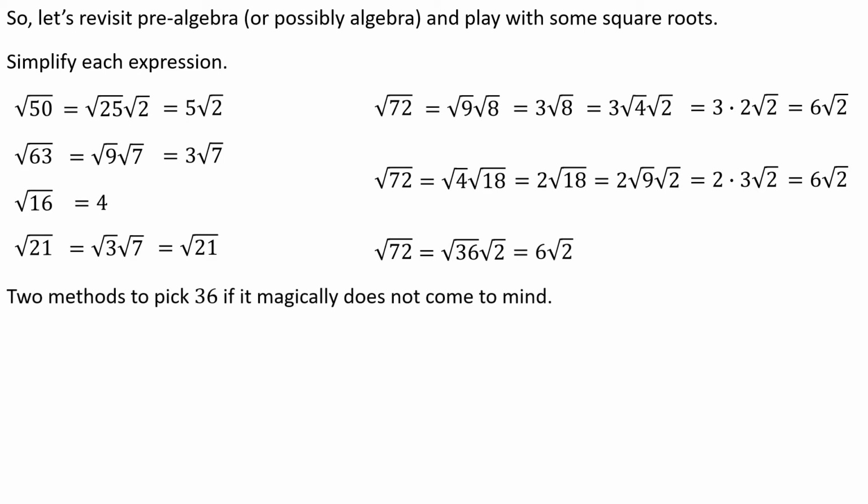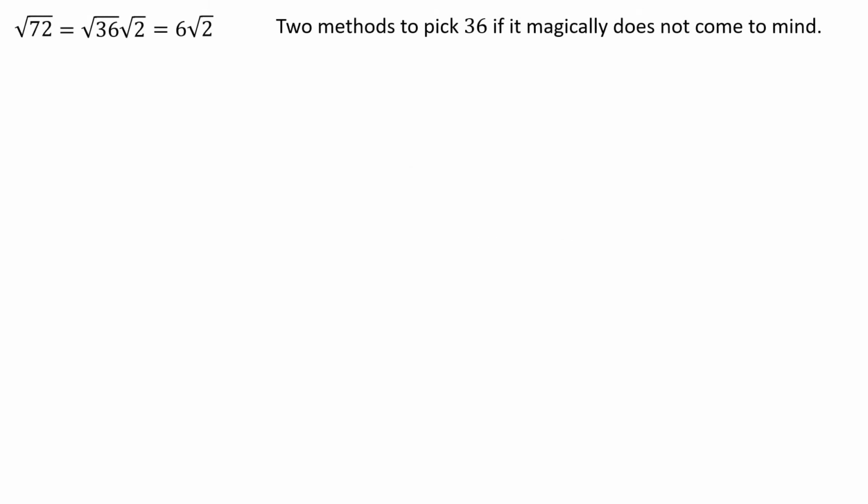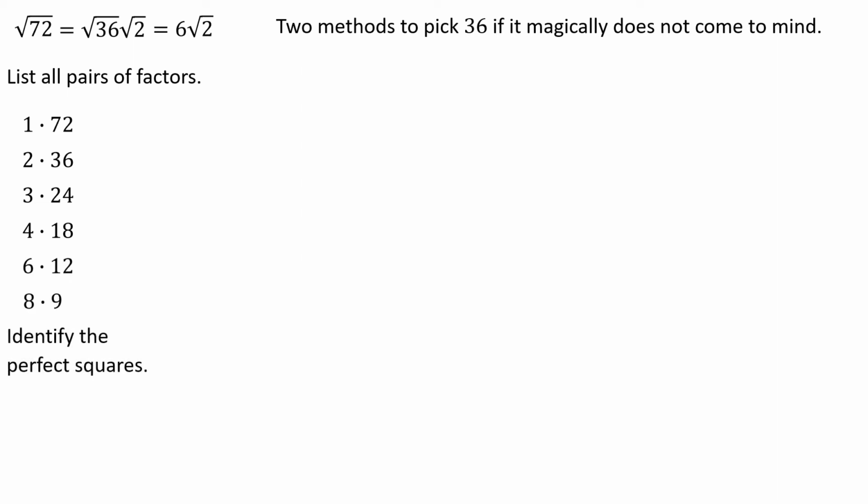So, how do I know to pick 36 times 2 so I can take the most direct route and not get sidetracked? I could list every single pair of factors. Right? I could do 1 times 72, 2 times 36, 3 times 24, 4 times 18, 6 times 12, 8 times 9. I can then identify the perfect squares and then say, okay, of all those perfect squares, which one is the largest? Well, hey, it's going to be 36. Since 36 is the largest perfect square on that list, I should do 36 times 2.